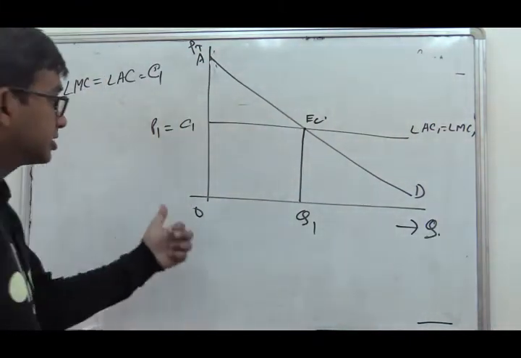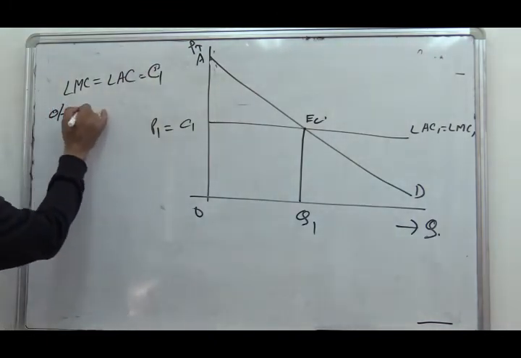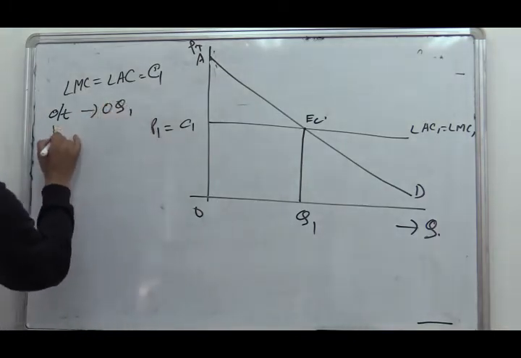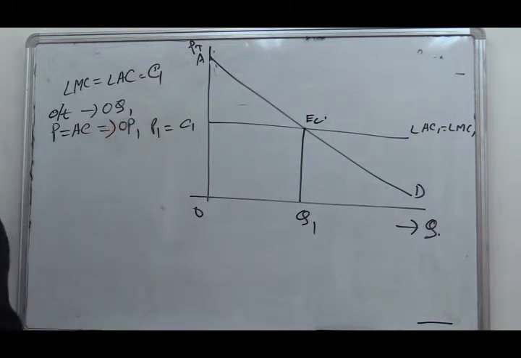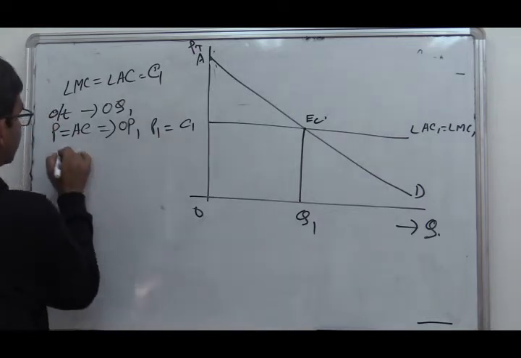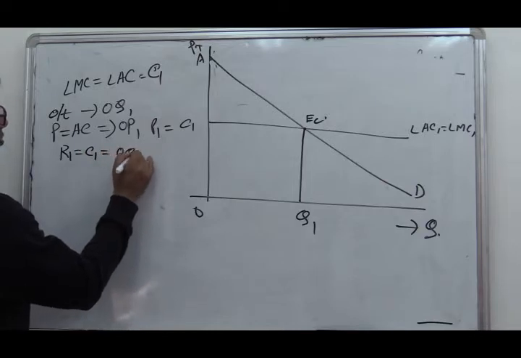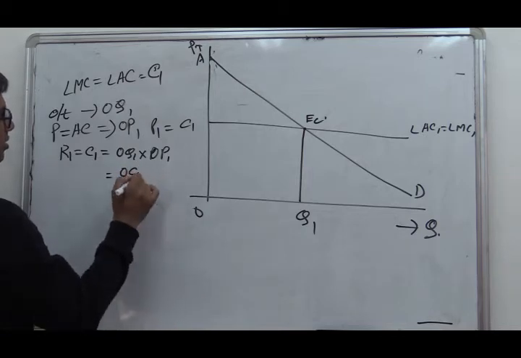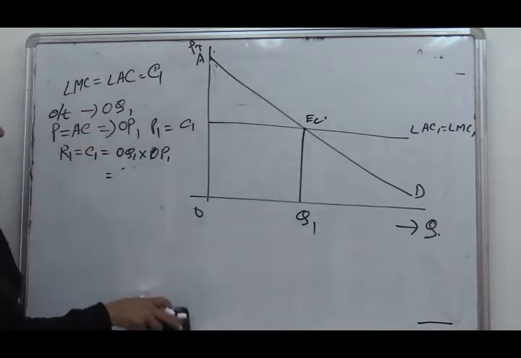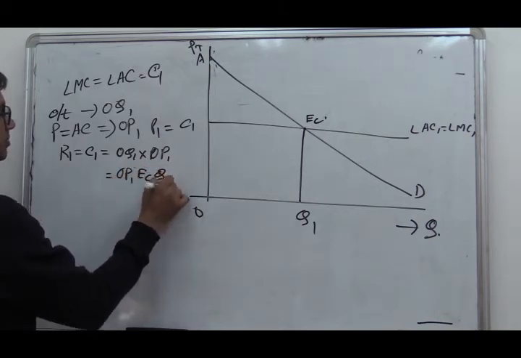So under this situation, under competition, output is OQ1. Market price equals average cost equals OP1. In this case the firm will enjoy only normal profit, because revenue equals cost equals output multiplied by price. Sorry, I will write it: OP1 ECQ1.